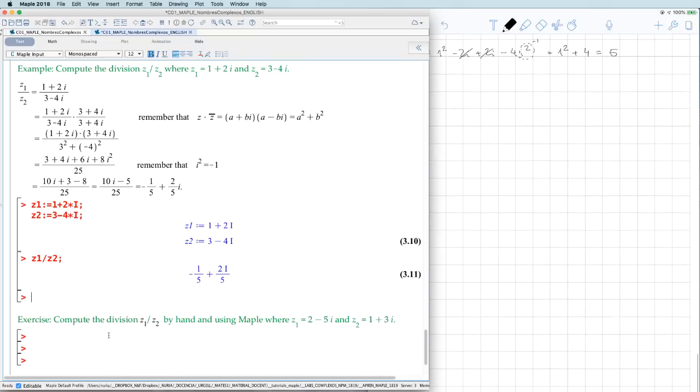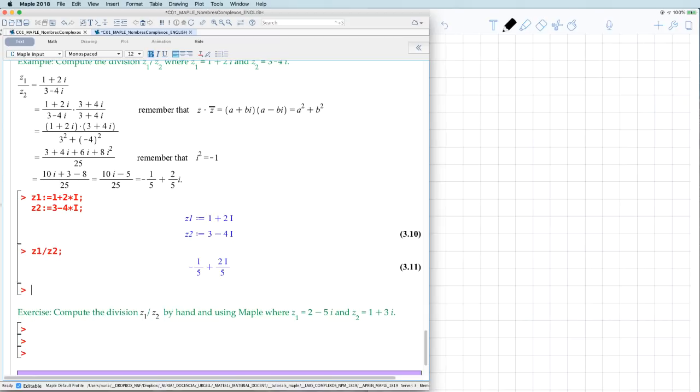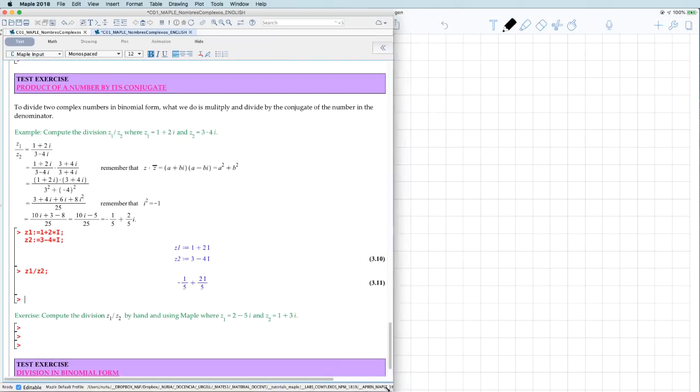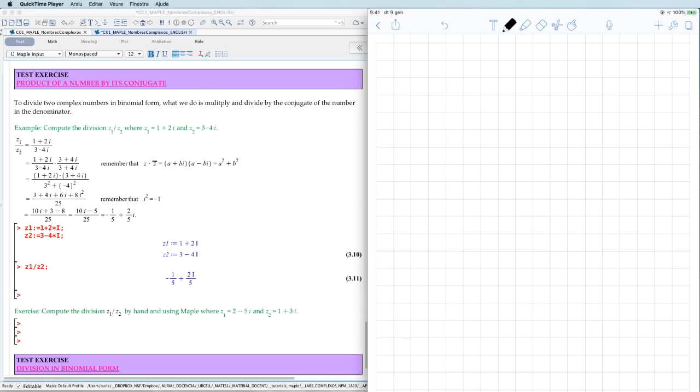So let's now do another division. We have these two complex numbers, which are these two ones. Z1 is 2 minus 5i. Z2 is 1 plus 3i. So Z1 over Z2 is going to be 2 minus 5i divided by 1 plus 3i. Here in the denominator we have a complex number and we cannot make the division like this. So we need to convert it to a real number. How do we do it? We multiply by its conjugate. So we multiply by 1 minus 3i.